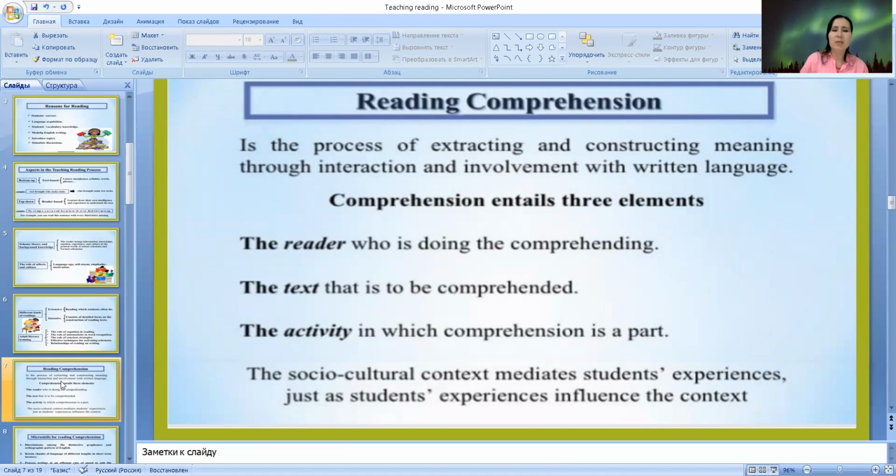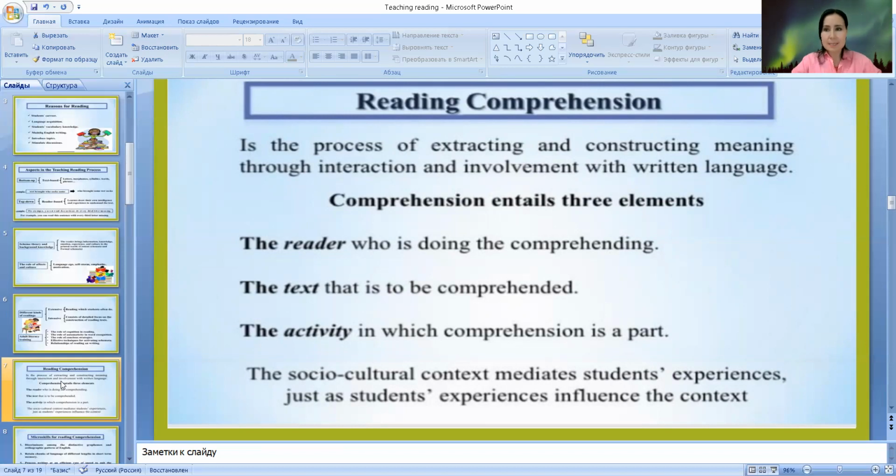For example, comprehension entails three elements. The first is the reader who is doing the comprehending, the reader who can understand the meaning of the word or of the text, the reading text. So next, the second, the text. The text should also be understandable for the students, for the reader.